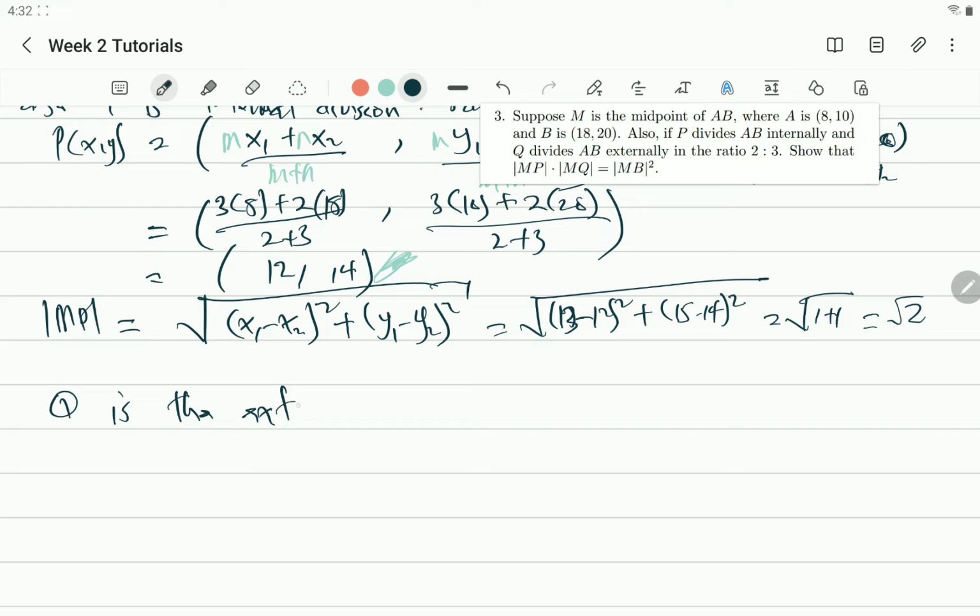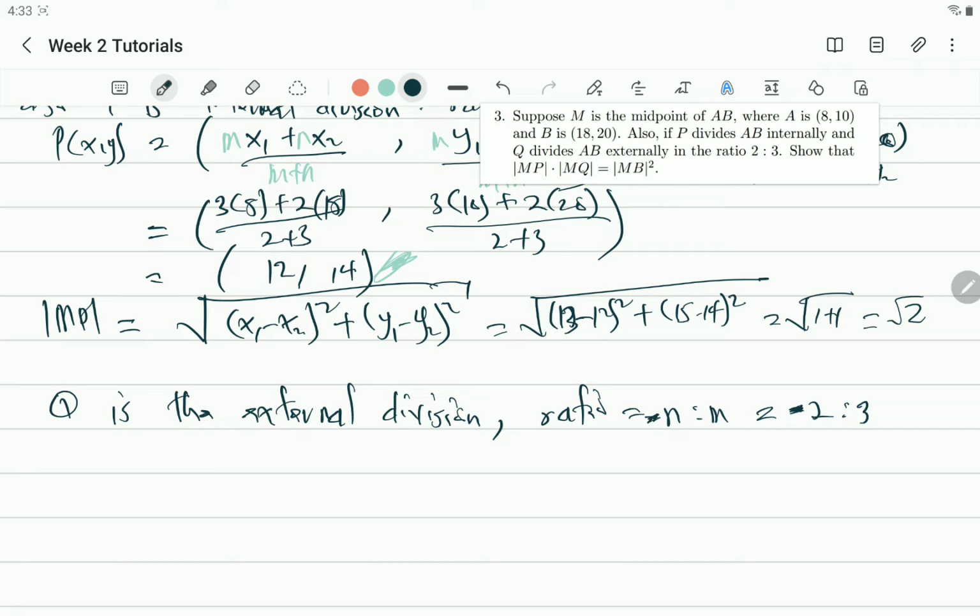So in finding Q, we know that Q is the external division, right? So that would mean I would have to know the ratio, and the ratio we know as n is to m, which we said is 2:3. But because it is an external division, the least value should be negated. So I negate the least value, which is the 2. It becomes -2.